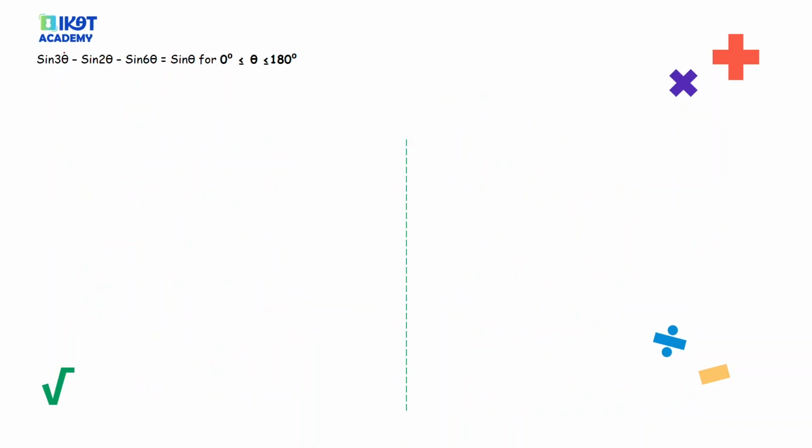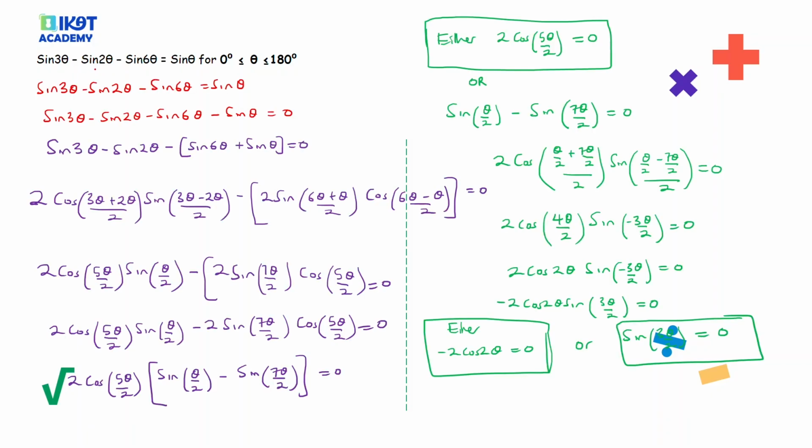Okay, then after this one we have sine 3 theta minus sine 2 theta minus sine 6 theta is equal to sine theta for these degrees. Now here, as I told you, the first thing we're going to do is bring this sine to the other side, and we can try to rearrange, but for this specific question, as you see, someone could have just chosen to work it out the way it is.